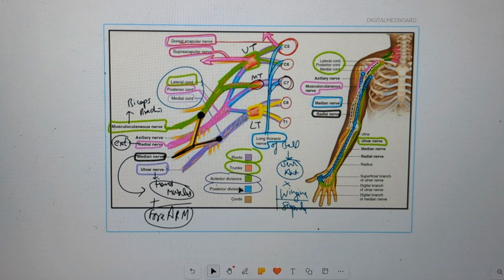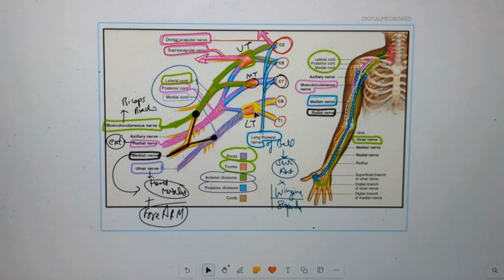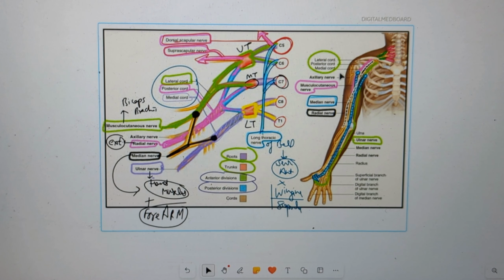The posterior divisions of all 3 trunks unite to form the posterior chord of the brachial plexus, which is located in the axilla. The lower trunk, C8 and T1, continues as the medial chord of the brachial plexus. The anterior division of the upper trunk and the anterior division of the middle trunk combine to form the lateral chord of the brachial plexus. Thus, the brachial plexus has 3 chords in the axilla.